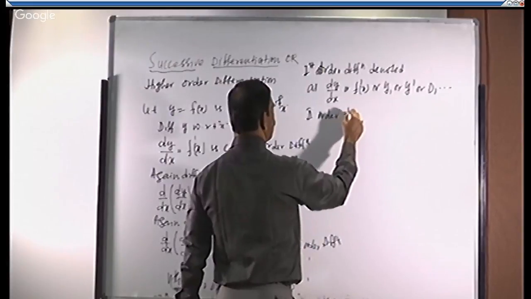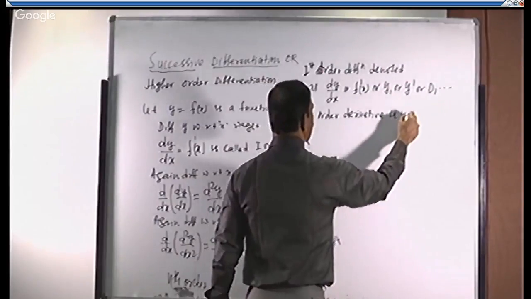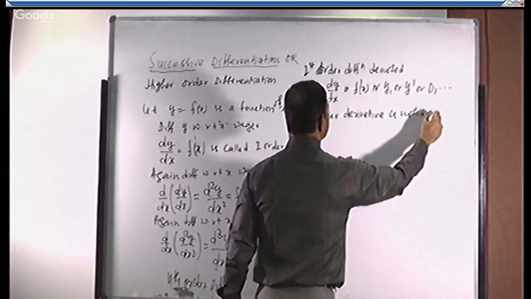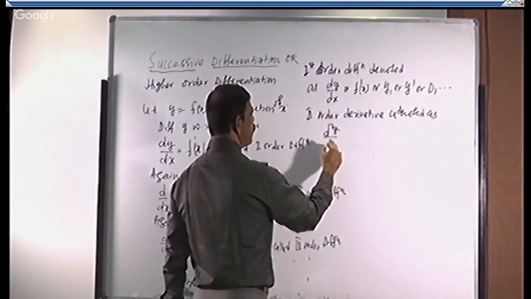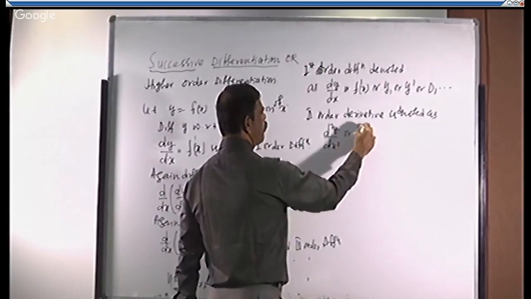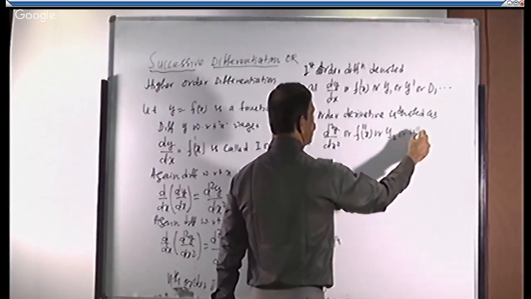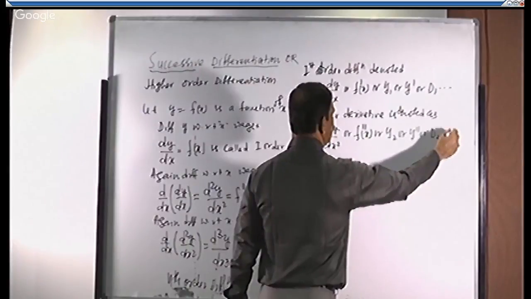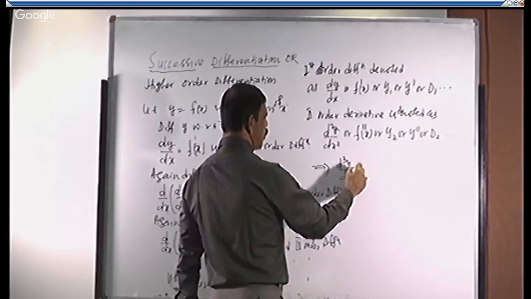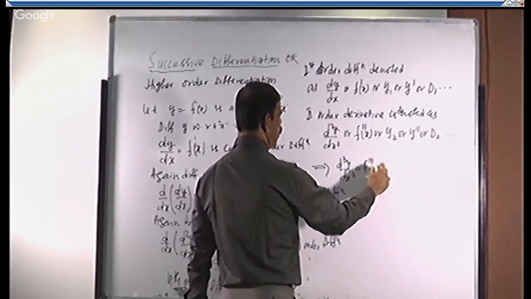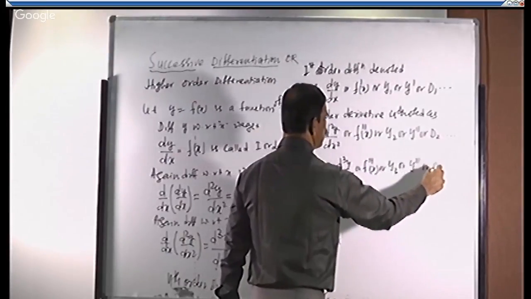Second order derivative is denoted as d square y divided by dx square or f double dash x or y2 or y double dash or D2 etc. For third order, we will call it d cube y by dx cube or f triple dash x or y3 or y triple dash or D3 etc.